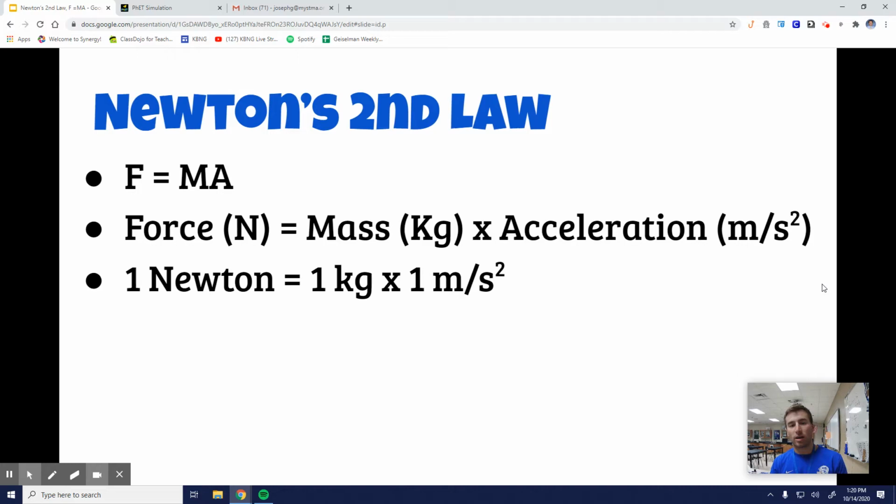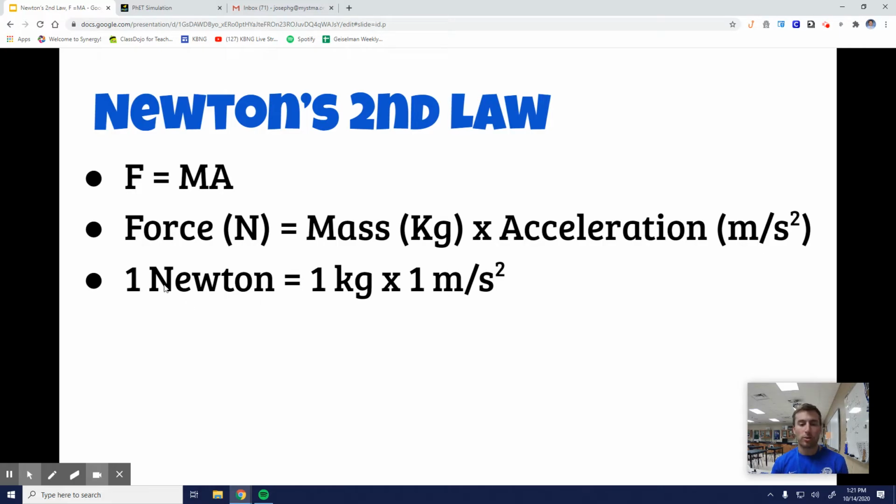So Newton's second law, again, can be simplified as force is equal to mass times acceleration. When we look at force, we measure it in Newtons, denoted by a capital N. That is our variable right there. Mass we measure in kilograms, and acceleration we measure in meters per second squared for standard units.